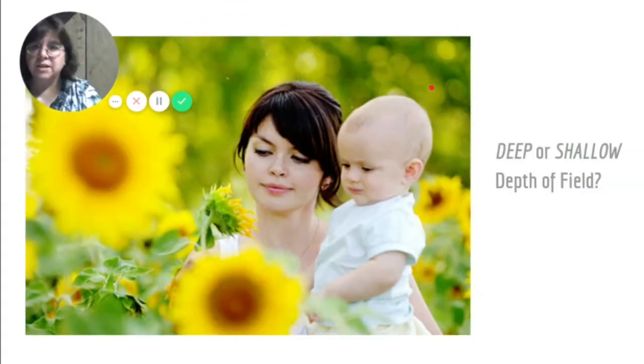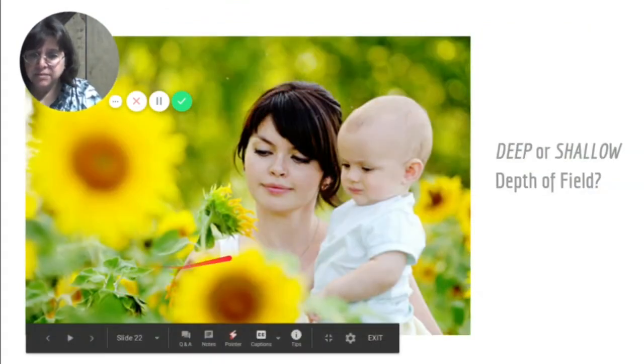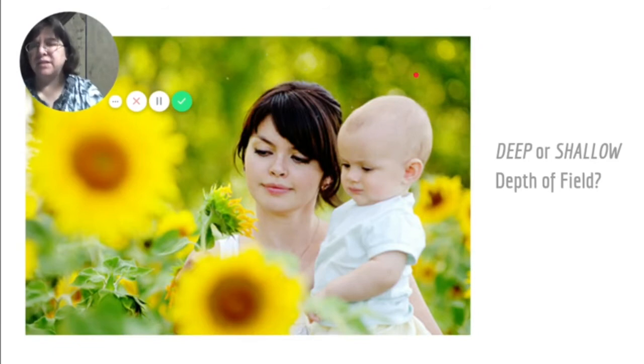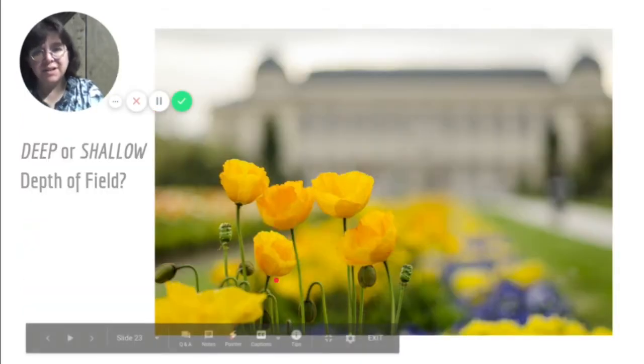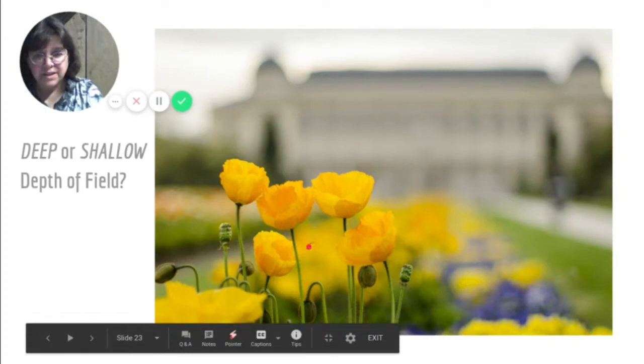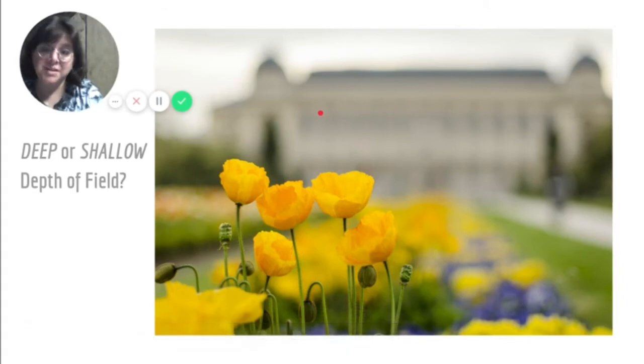Deep or shallow? We got blur here. We got clarity a little bit further back. And way in the background, we got the blurriest of backgrounds. Shallow or deep? If you guessed shallow, you're right. Shallow or deep? We've got these crystal clear flowers right here and blur in the background. If you guessed shallow, you're right.